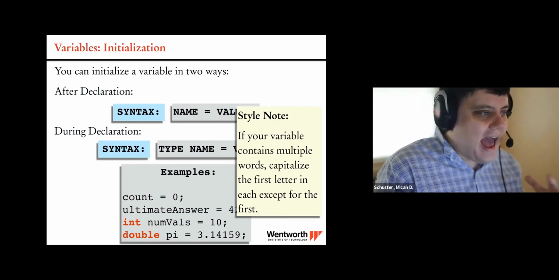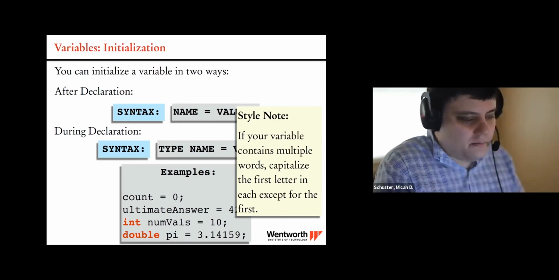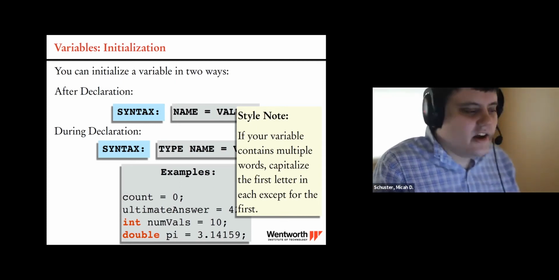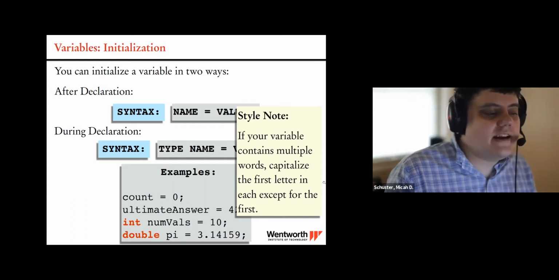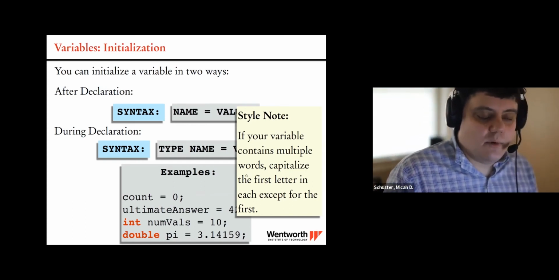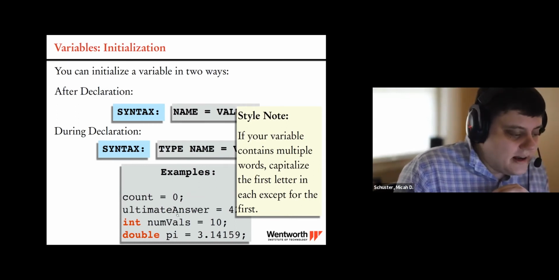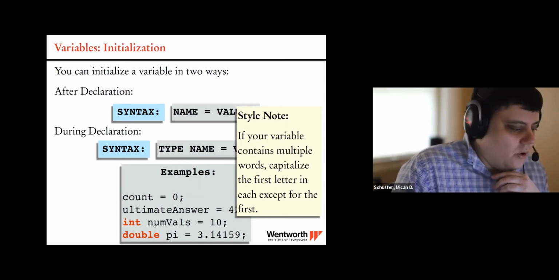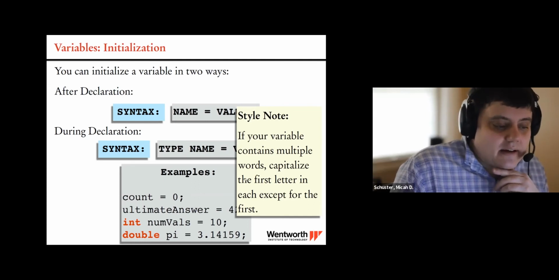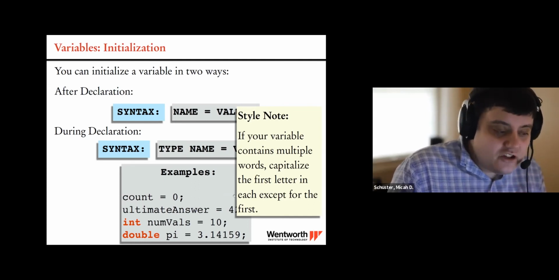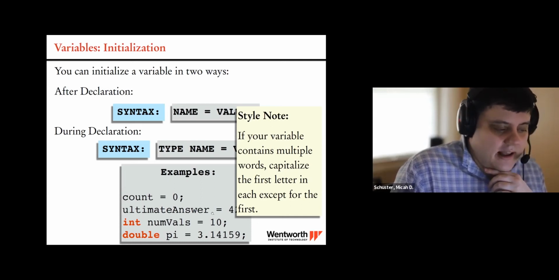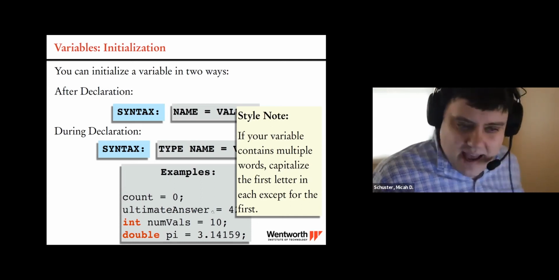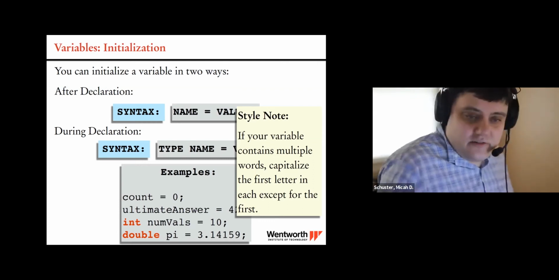But as you're programming in various classes, try to stick with a style that makes sense to you. The style note here is that if your variable contains multiple words, like ultimateAnswer or numVals, capitalize the first letter in each word except for the first one. So I have ultimateAnswer. This is known as camel case, and it's very common.